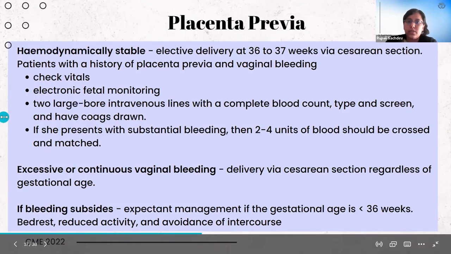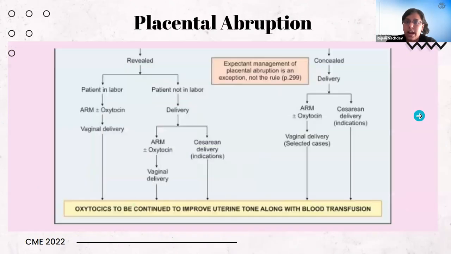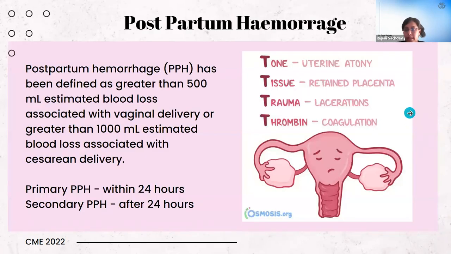Okay, so this was antepartum hemorrhage. You have abruption and placenta previa. These are things that you need to know. Again, very common. They'll present to you quite frequently. Okay, you had antepartum hemorrhage. You have its corresponding postpartum hemorrhage.